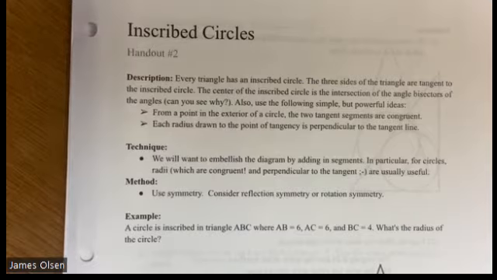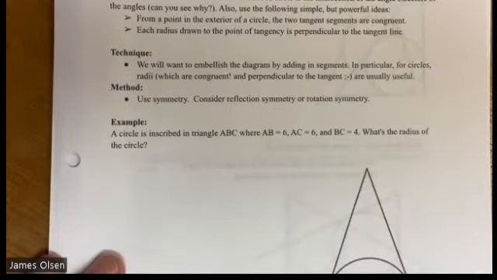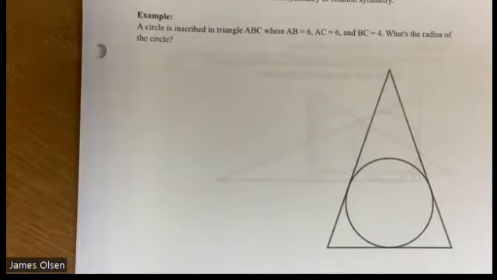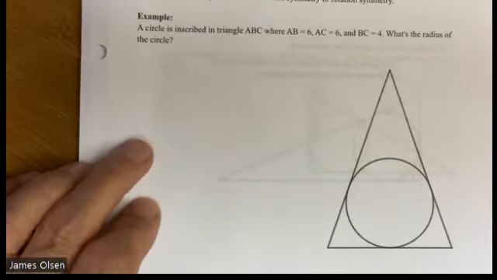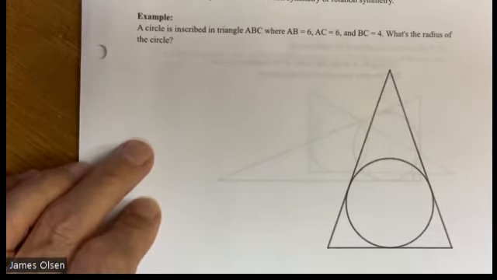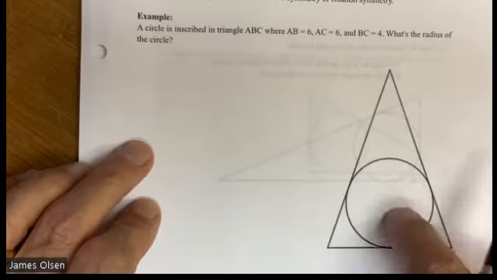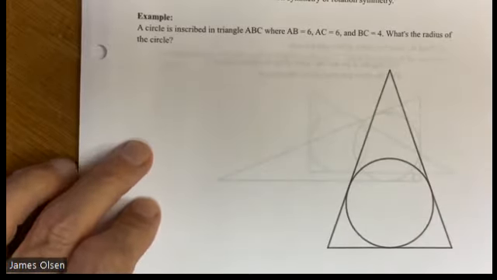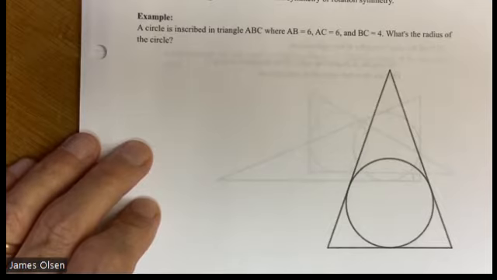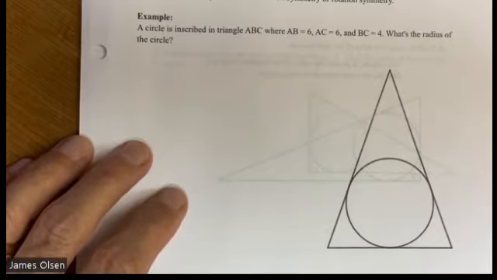So let's look at the first example here. We have a circle inscribed in triangle ABC. AB is 6, AC is 6, and BC is 4. What is the radius of the circle? And we have this diagram given. Well, the first thing to do in all problem solving is to understand the problem. The diagram doesn't have A, B, and C on it. Where do A, B, and C need to be?